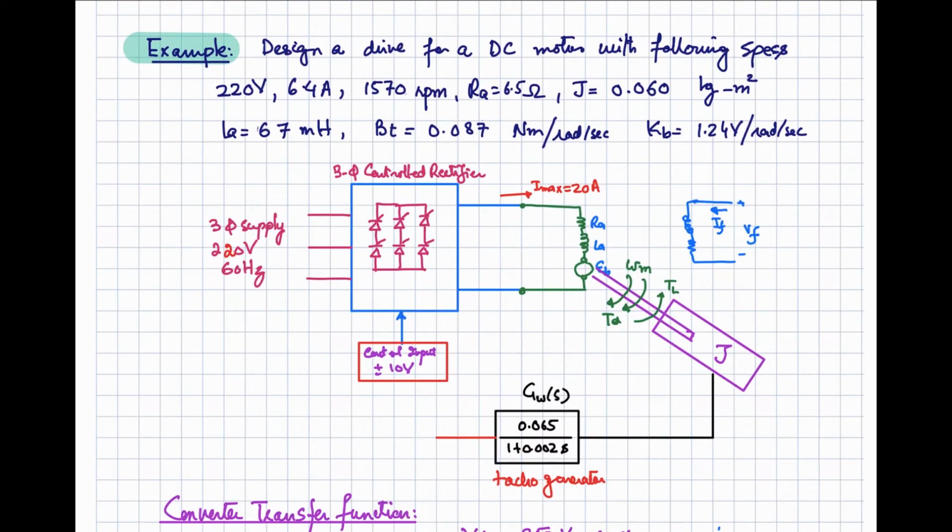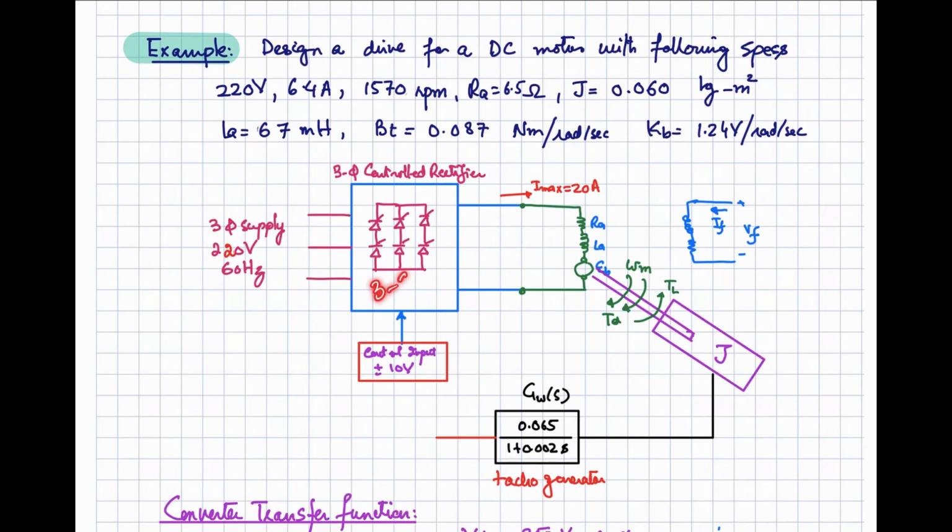So we are going to design a drive for a DC motor with the following specs: the 220 volt machine, 6.4 ampere, 1570 rpm, armature resistance is this one, the inertia of your machine, inductance, the total frictional coefficient, and the back EMF coefficient. Okay, so here is the structure of that one.